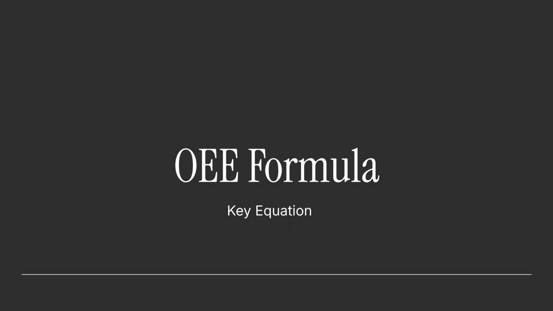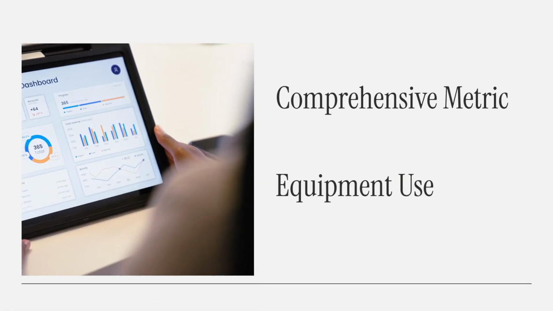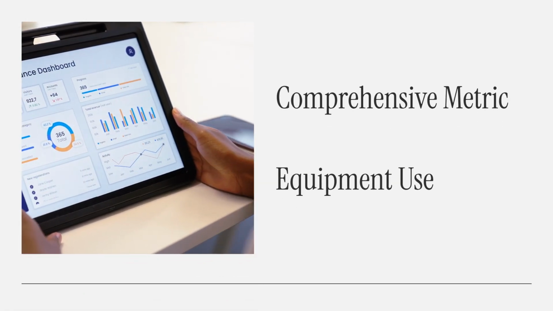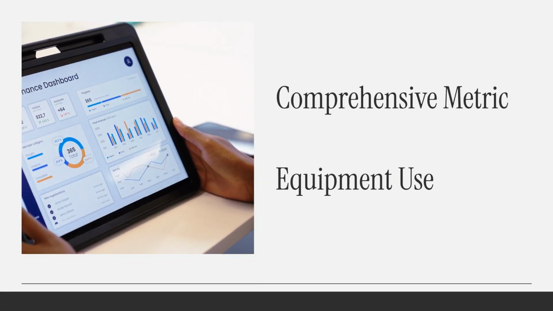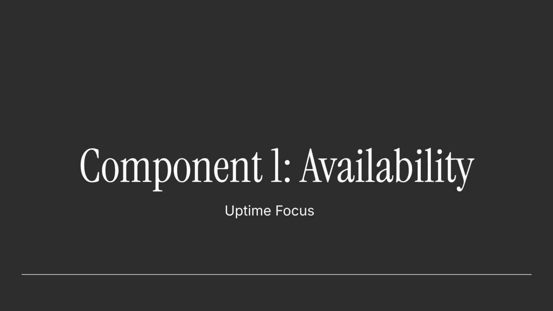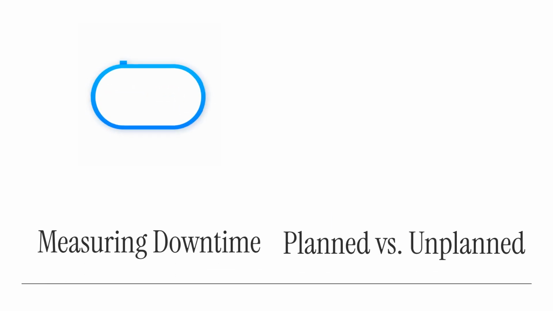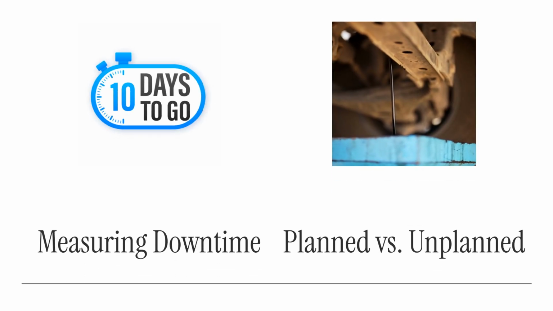OEE is calculated as availability times performance times quality. OEE is a comprehensive indicator that measures how effectively equipment is used. Availability takes into account any downtime and measures equipment operating time versus planned time. This includes accounting for both unexpected breakdowns and planned maintenance.